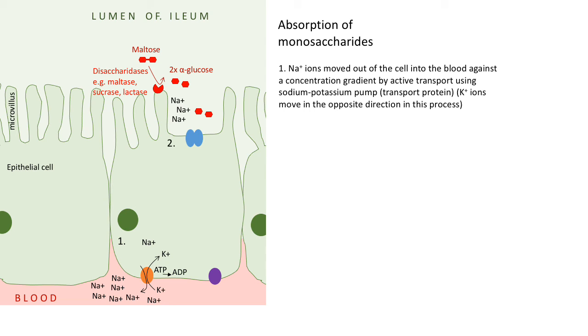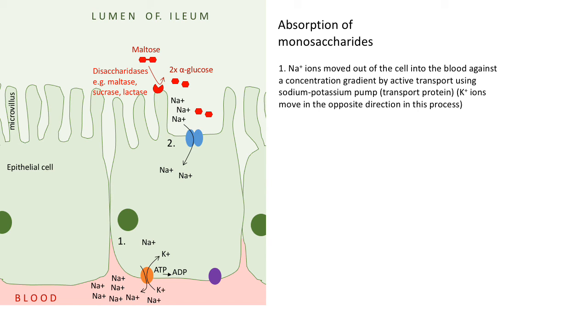Now to step two. By actively moving sodium ions out of the cell into the blood, there's now a lower concentration of sodium ions in the cytoplasm of the cell compared to the lumen of the ileum. That means sodium ions can diffuse in down their concentration gradient. They do this through the sodium glucose cotransporter.